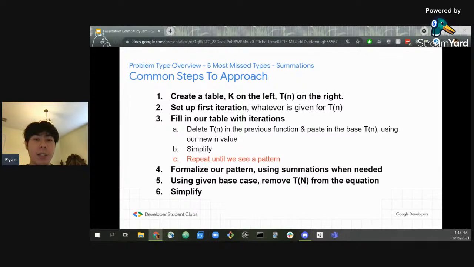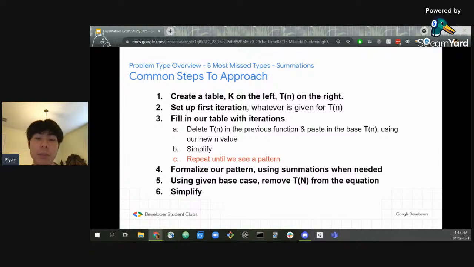The next step I like to approach is to formalize our pattern. Once we are able to formalize our pattern, you might have summations arise, which you'll have to employ some summation techniques in order to bring the problem down to a closed form.